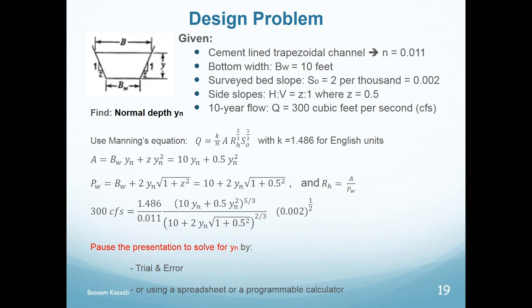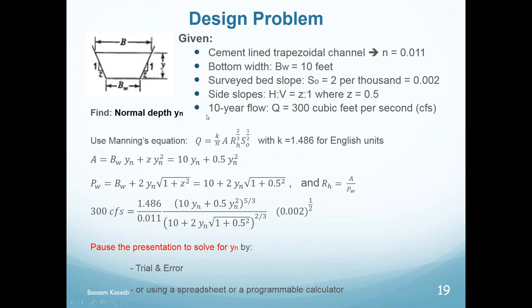Now we're having a design problem. Design means you are trying to find Yn. Before, I gave you the depth and you found Q. Now I'm giving you the 10-year flow. Let's say Q equals 300 cubic feet per second. Your role is to find the depth, the normal depth Yn here.